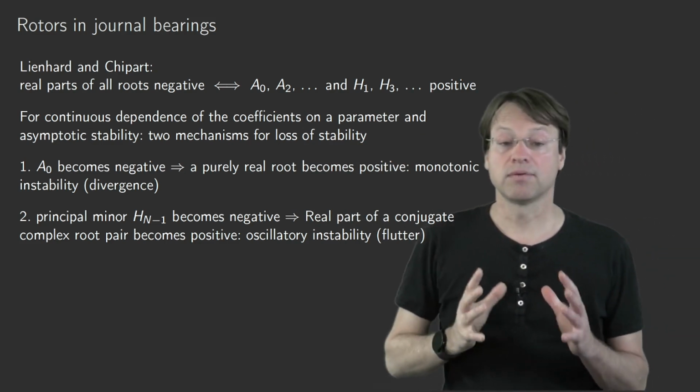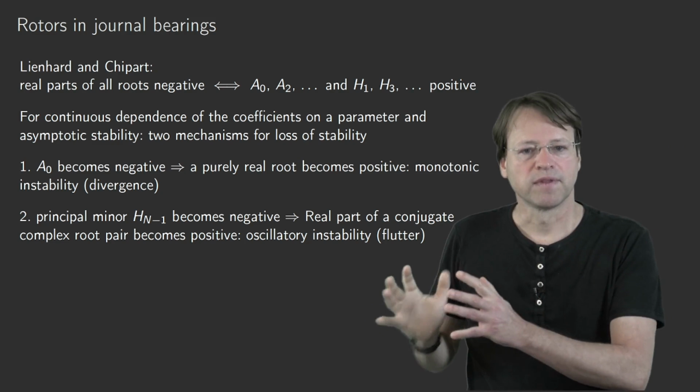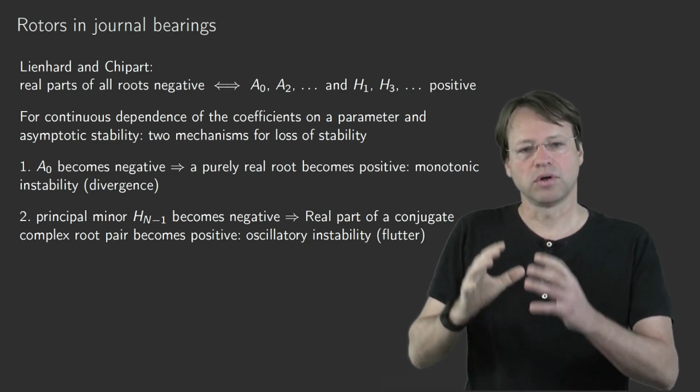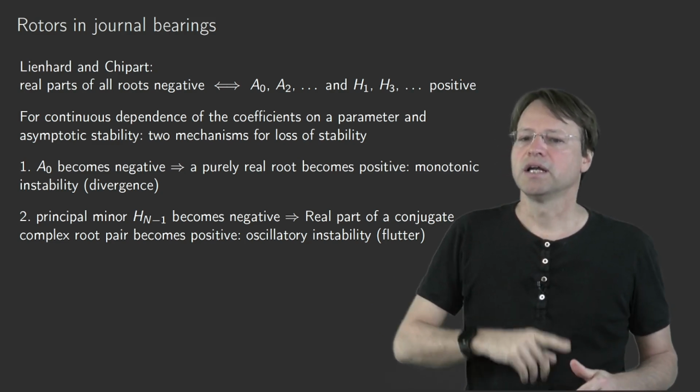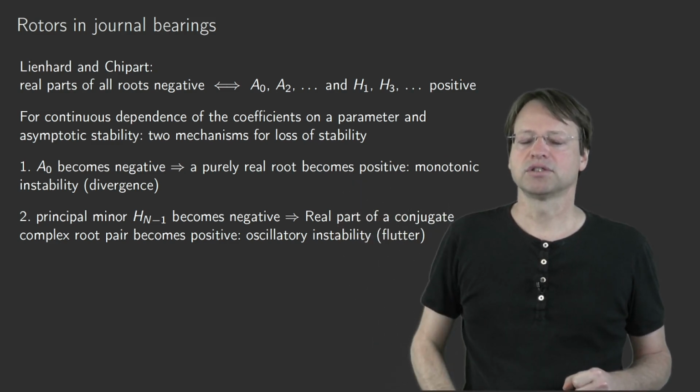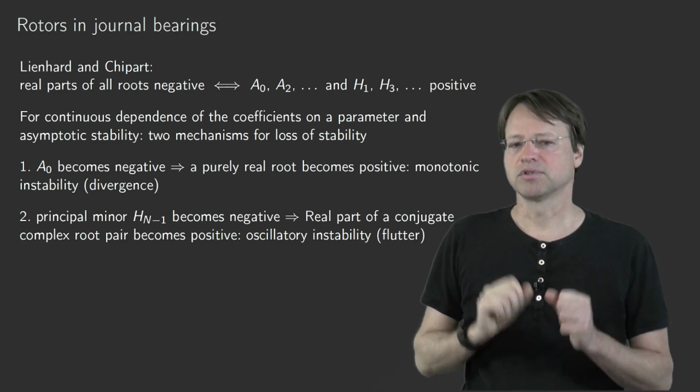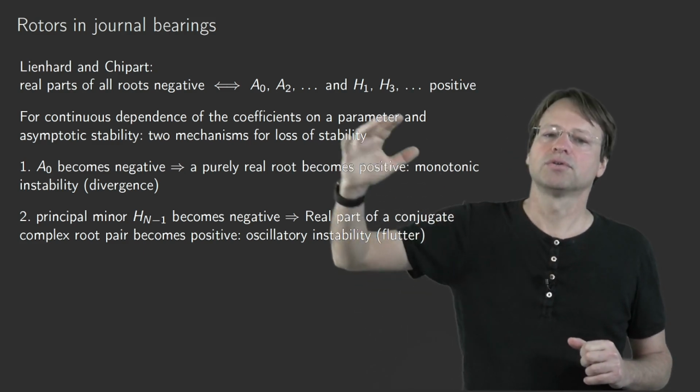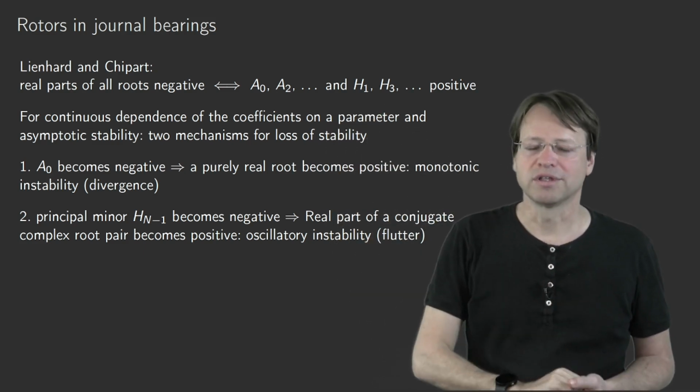Now the big question is, what happens here for our system, for our rotor in a journal bearing? Is it a monotonic instability, or is it a flutter instability that the system suffers from if we increase the rotational speed? What do you think?